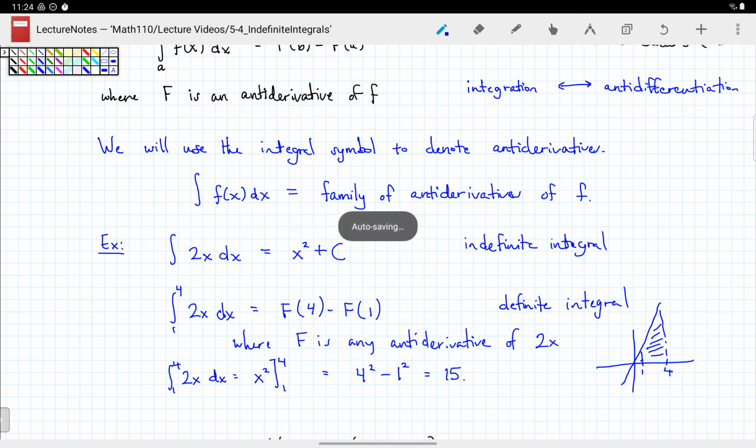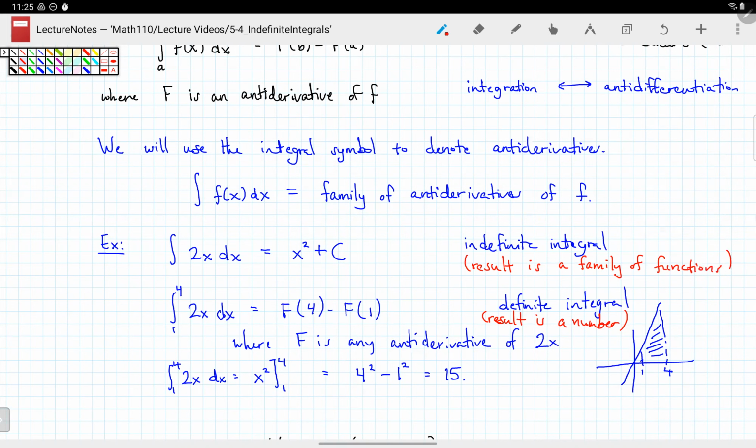All right, so it's important to keep straight what the indefinite integral is versus the definite integral. In the definite integral case, the result is a number. In the indefinite integral case, the result is a function. Or more precisely, it's a family of functions. Because we always have that plus a constant.